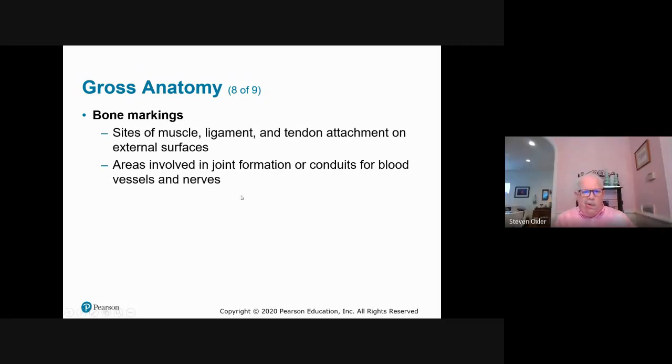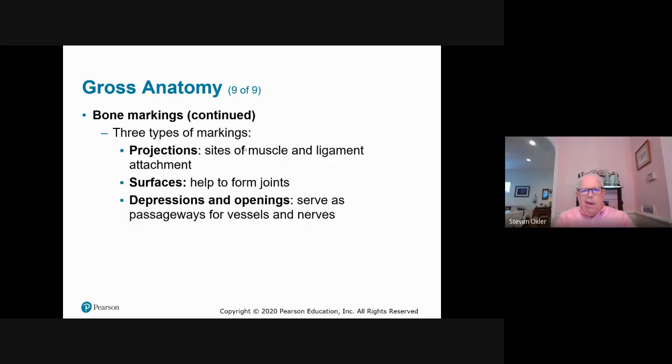Bone markings. There are certain bone markings that you should know, not all of them. The reason the markings are important is because they are the sites of attachment to muscles, ligaments, and tendons. There are projections and there are depressions and openings. We'll talk about the ones that I want you to know as we go along, not only in chapter 6, but also in chapter 7.